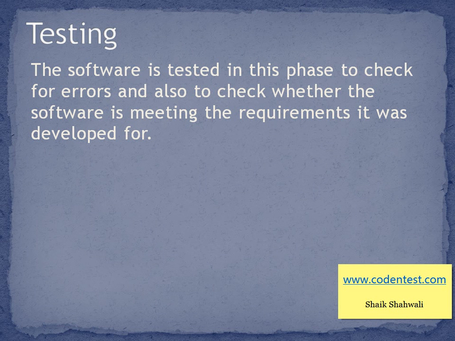And the next phase is testing. Here the software is tested at various levels to check for errors and also to check whether the software is meeting the requirements it was developed for. Different types of testing take place, like unit testing, component testing, low level integration testing, system integration testing, and user acceptance testing and so on.